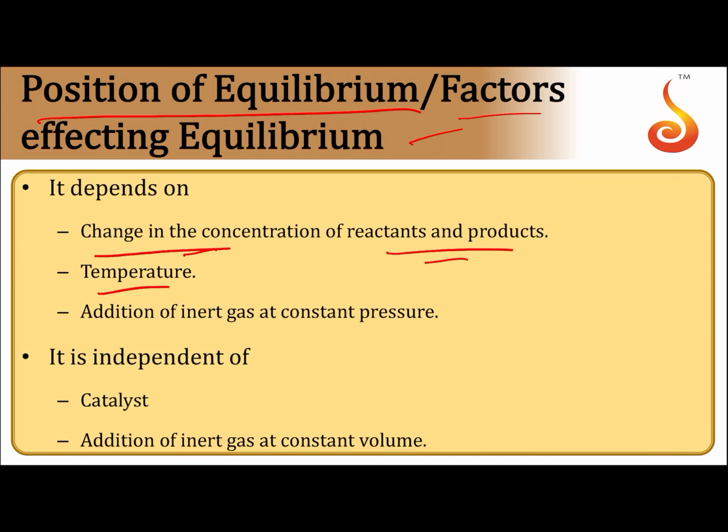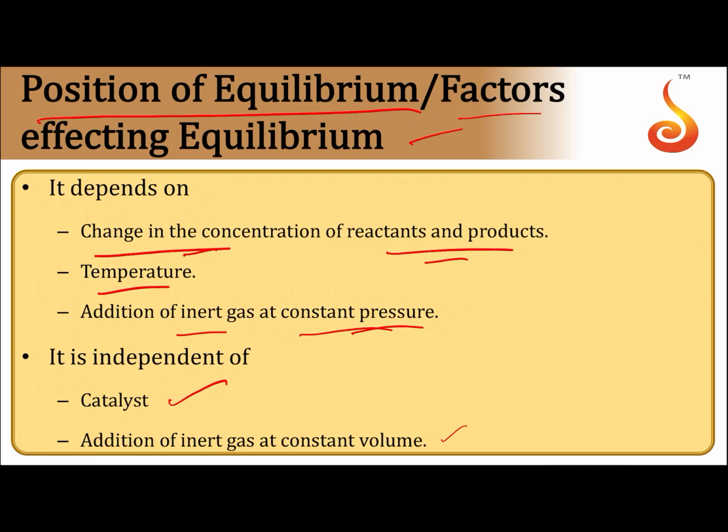It also depends upon temperature and upon the presence of inert gas at constant pressure. So the position of equilibrium depends upon change in the concentration of reactants and products, on temperature, and on addition of inert gas at constant pressure. It is independent of, meaning this will not be affected by, the presence of a catalyst and the addition of inert gas at constant volume. These two are not going to affect the position of equilibrium.